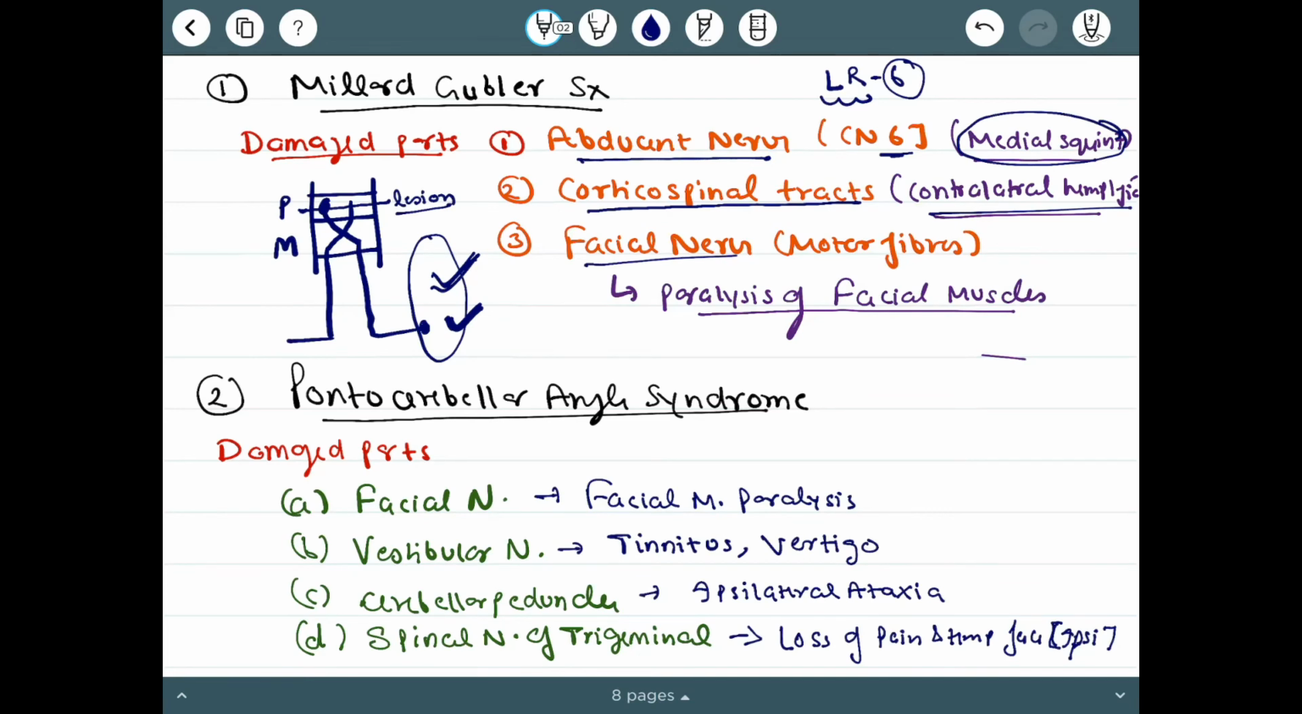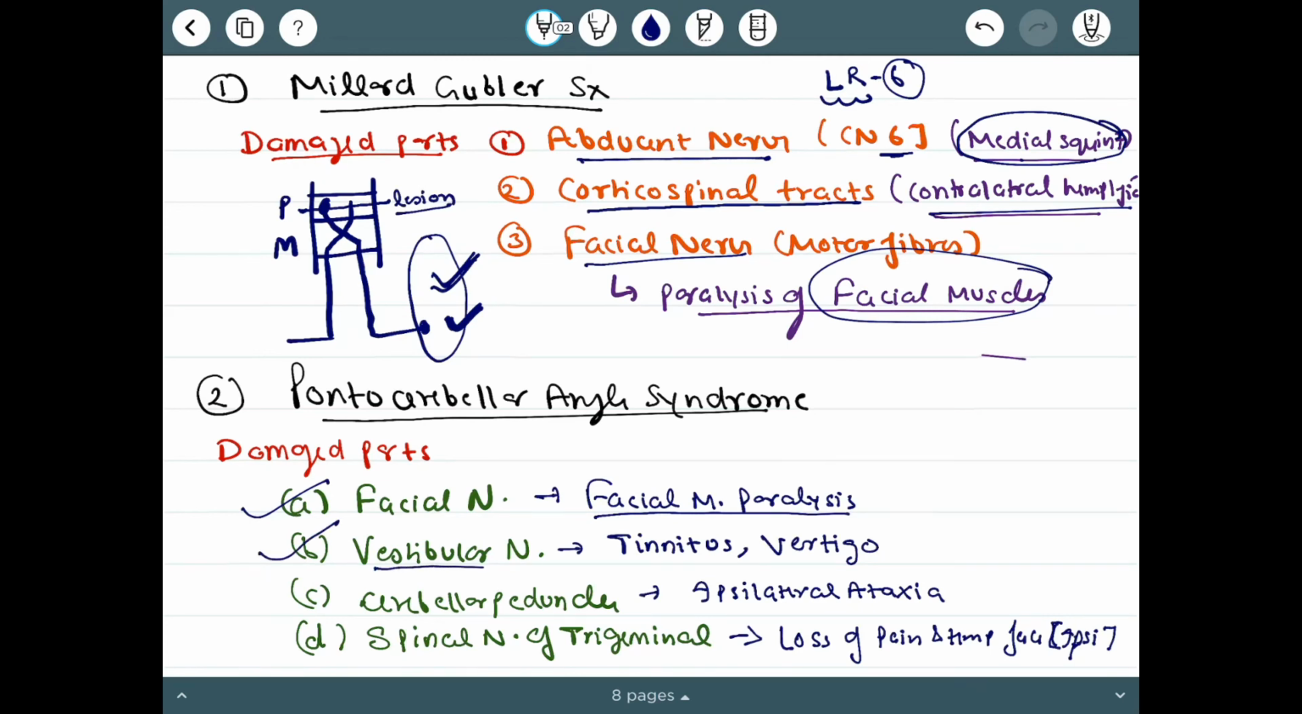Now we will see the facial nerve, as the facial nerve was also affected, and we know the facial nerve motor fibers arise from the lower pons. So there will be paralysis of facial muscles. So the three things are medial squint, contralateral hemiplegia and paralysis of facial muscle. Now we will see the second part, the pontocerebellar angle syndrome. The first structure we saw affected was the facial nerve. Again the facial nerve will cause facial muscle paralysis.